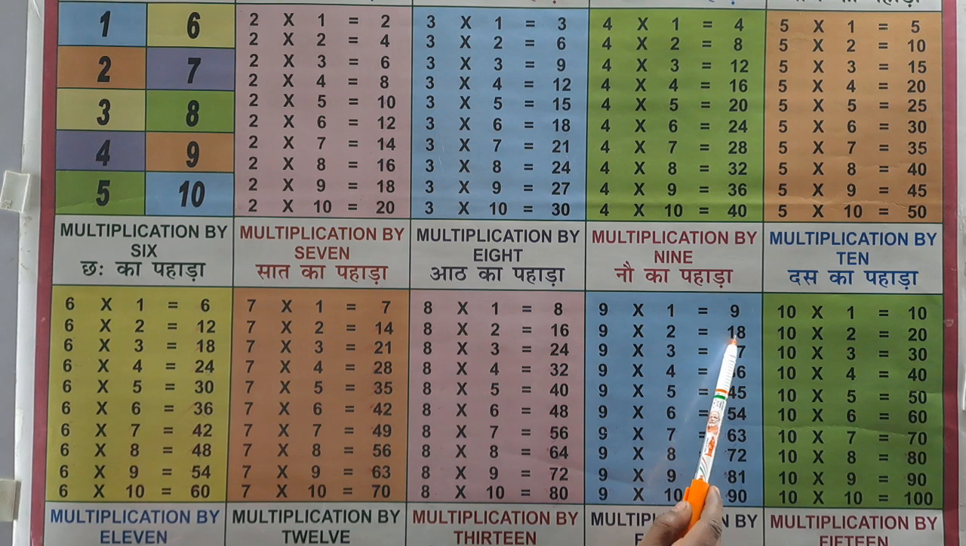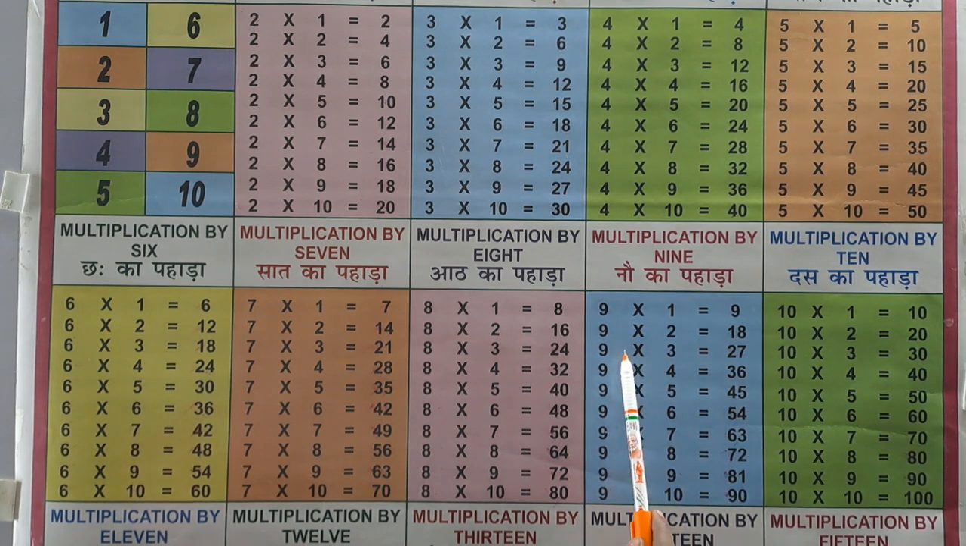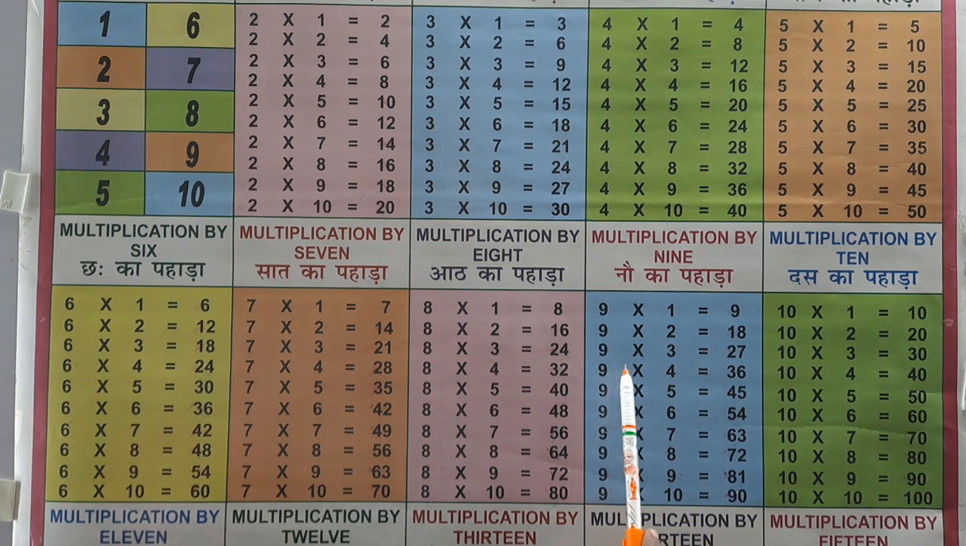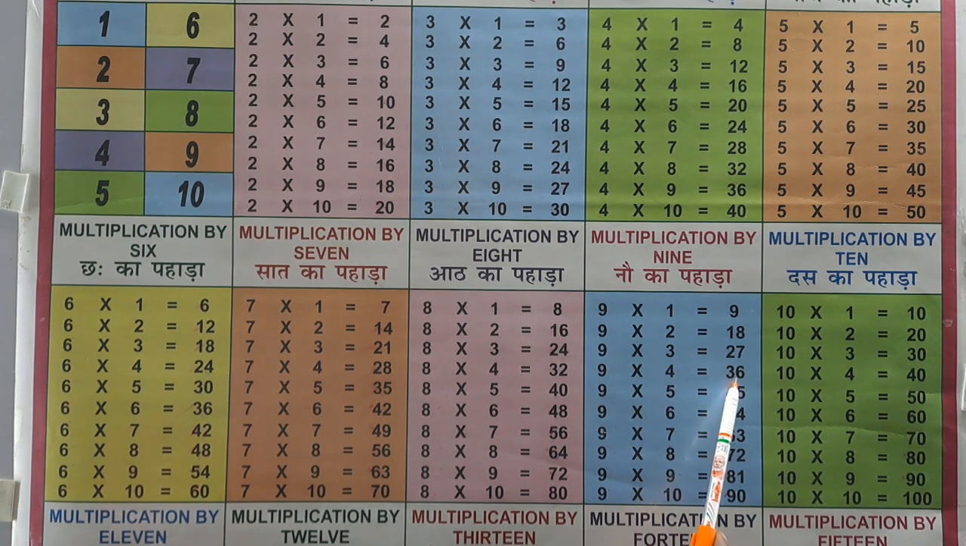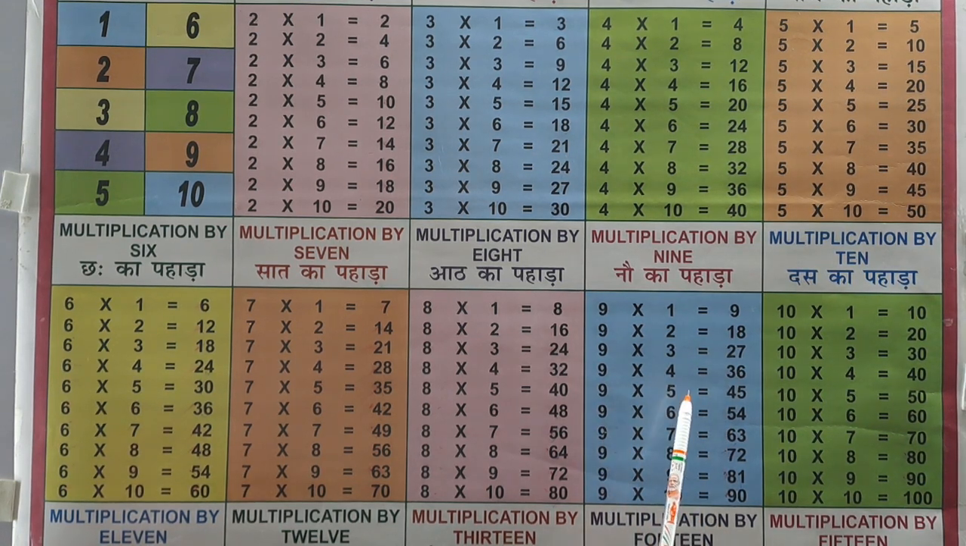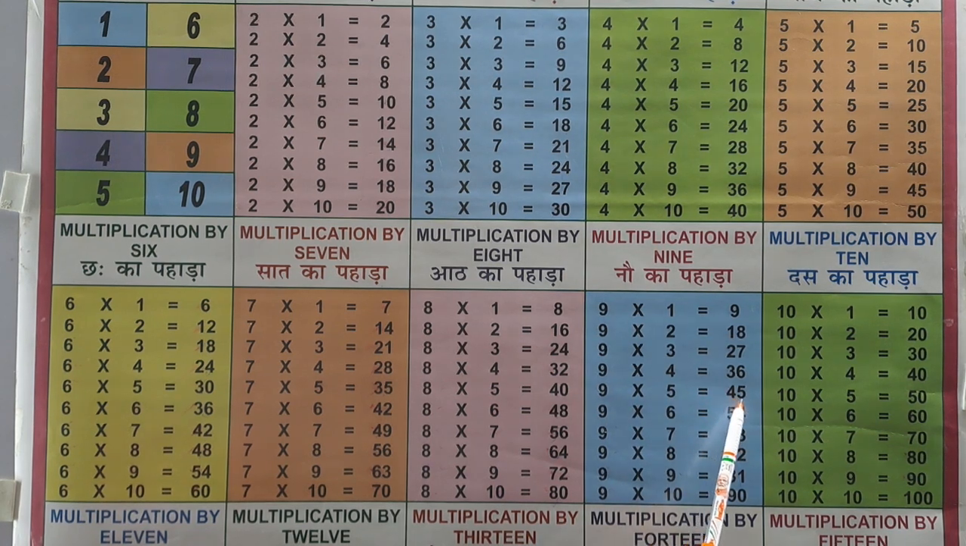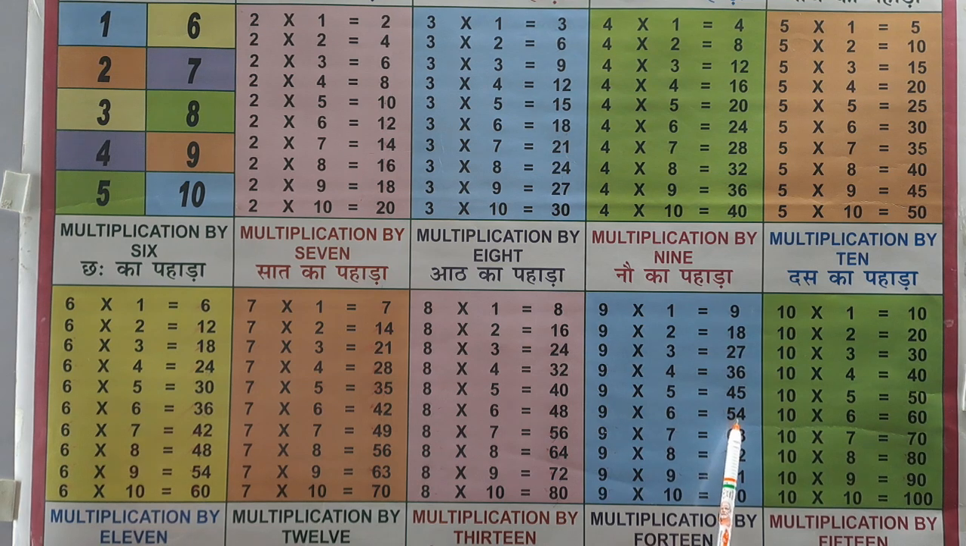9 2s are 18. 9 3s are 27. 9 4s are 36. 9 5s are 45. 9 6s are 54.